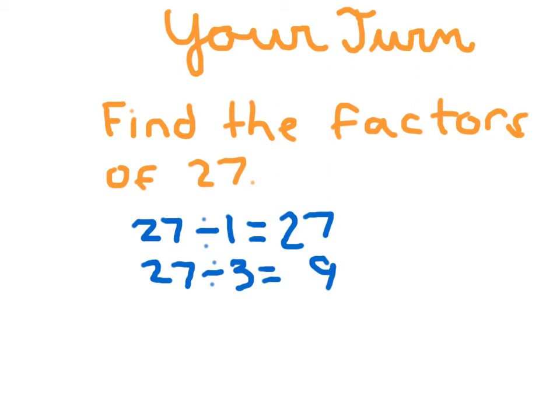7? No. 8? No. 9? Whoops, we already have that. And then so we would come up with the same factors. So we're done. We just need to list those factors from least to greatest. 1, 3, 9, and 27. Those are factors of 27. 1 goes with 27 because 1 times 27 is 27, and 3 goes with 9. Those are corresponding factors.